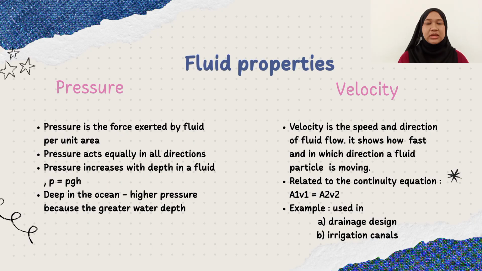Finally, velocity is the speed and direction of fluid flow. Velocity shows how fast and in which direction a fluid particle is moving. It is closely related to the continuity equation A1 V1 equals A2 V2, which we will discuss later. Velocity is applied in the design of drainage systems and irrigation canals.